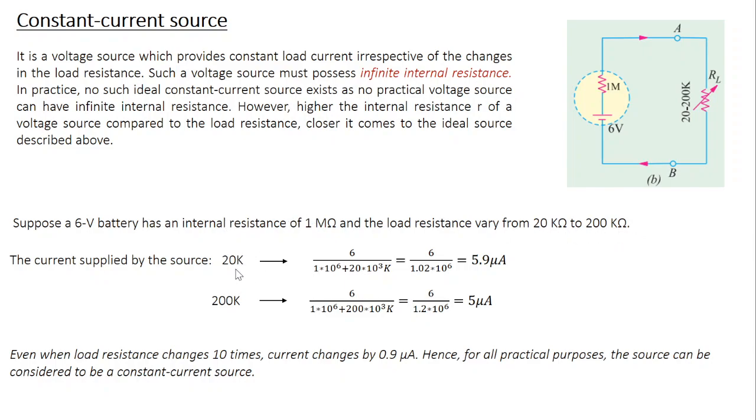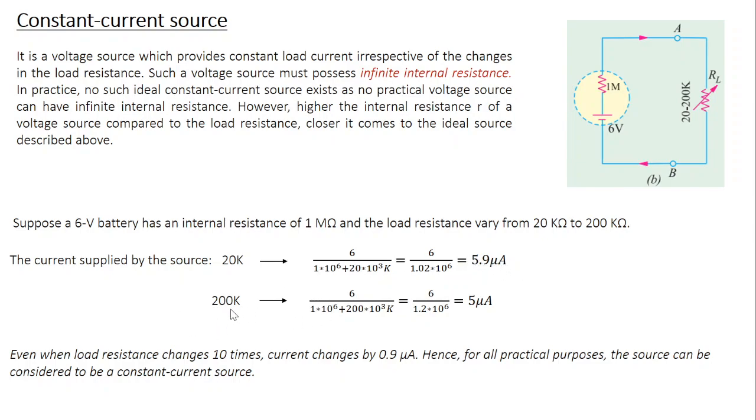For 20 kilo ohm resistance, the current from the source is total voltage, which is 6 volt, divided by total resistance. You have the internal resistance and the load resistance connected in series, so total resistance is the summation of these two. So you have 1 mega ohm plus 20 kilo ohm, which is 6 divided by 1.02 times 10 to the power 6, which is around 5.9 microampere.